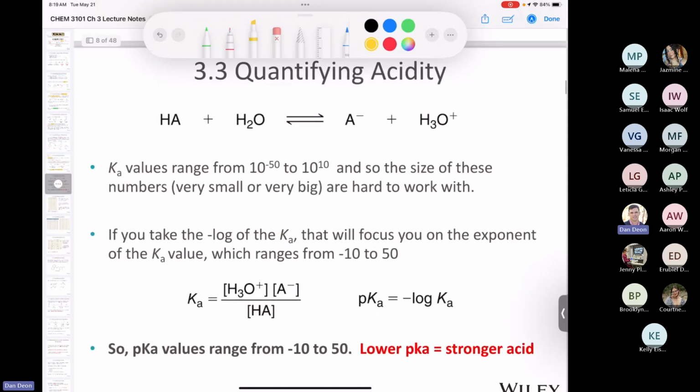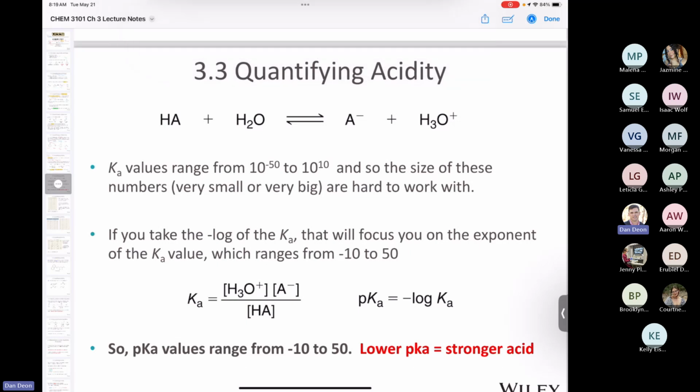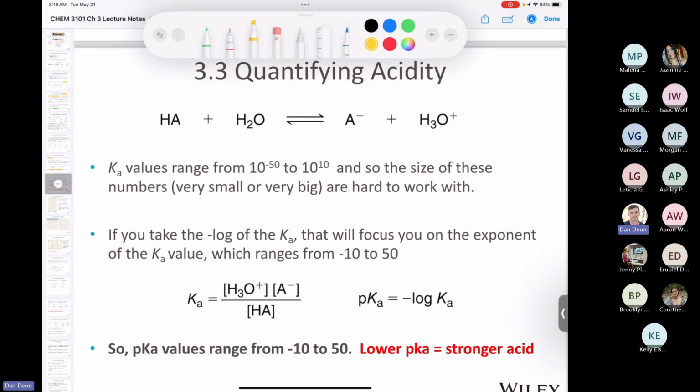So now, it says here that Kas can actually take on a huge range of values, all the way from 10 to the negative 50 for really weak acids to 10 to the power of 10 for really strong acids. So we're talking about 10 to the power of 60 difference in order of magnitude. It's really hard to work with huge numbers and really, really small numbers. And so what we do is take the negative log of Ka, and that just allows us to focus on the exponent. But it flips the sign: the negative becomes a positive and vice versa.